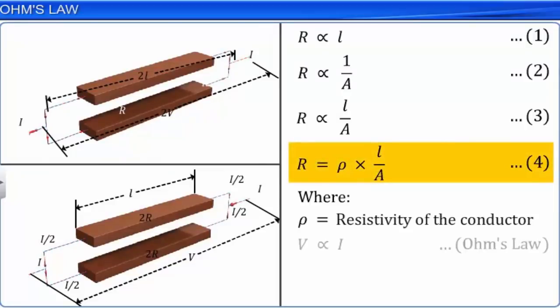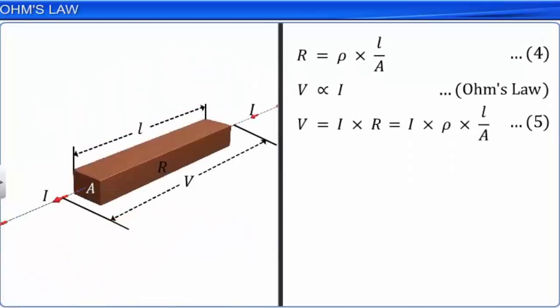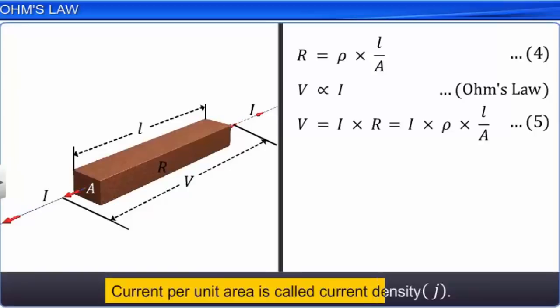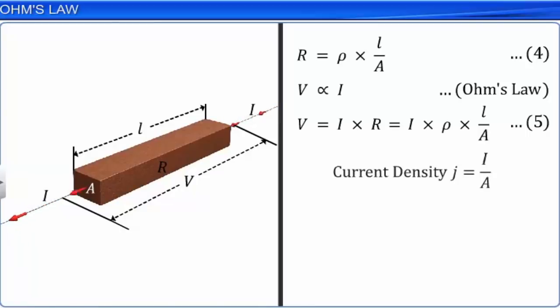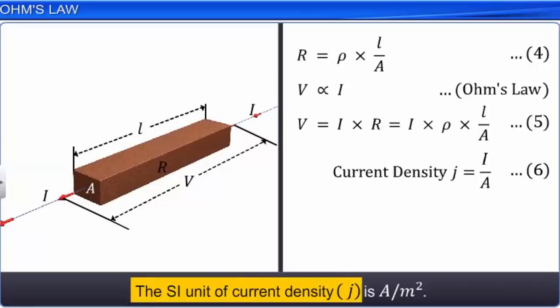Substituting equation 4 in Ohm's law, we get V is equal to I into rho into L by A. Let this be equation 5. Current per unit area is called current density, J. Current density J is expressed as I by A, where area A is normal to the direction of the current I passing through the conductor. Let this be equation 6. The SI unit of current density, J, is ampere per meter square.